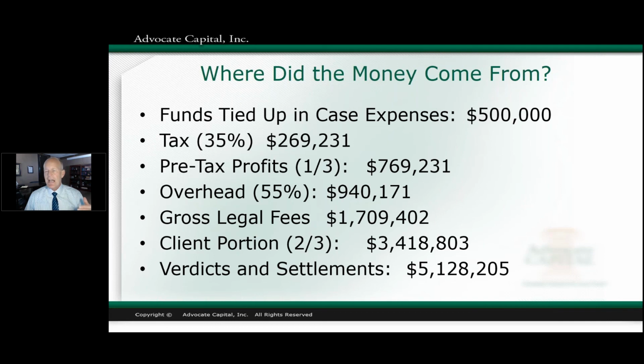So whether you have $100,000, $500,000, $1 million tied up in your cases, you can kind of use that 10-to-1 rule, right? So if you have $100,000 in case expenses, it probably took about $1 million of verdicts and settlements to net that amount out. You might not even do that much in 1 year, so it could be the complete revenue for a couple years at the law firm.